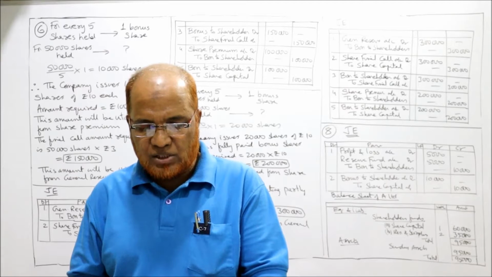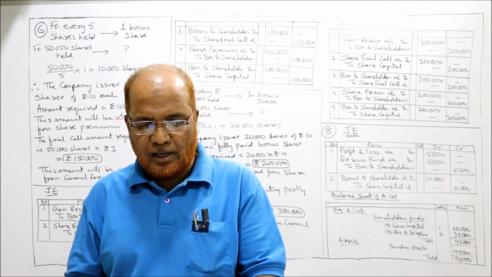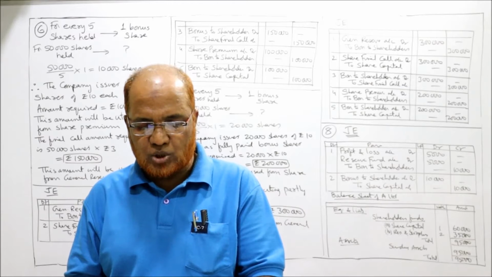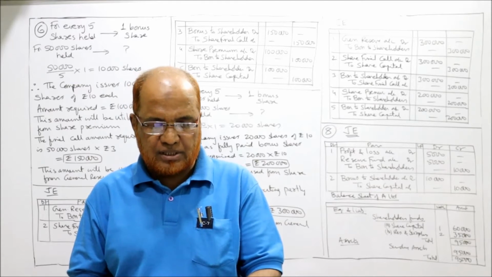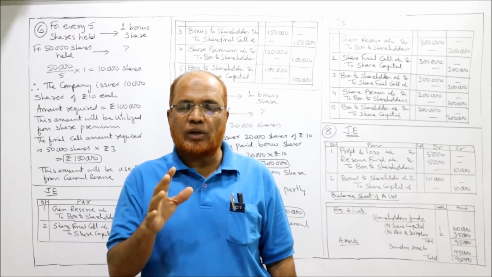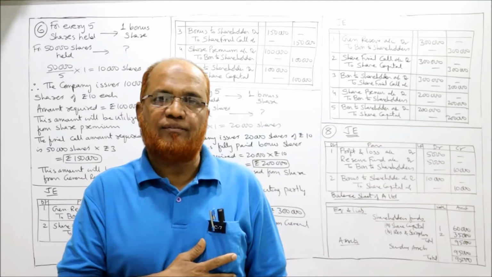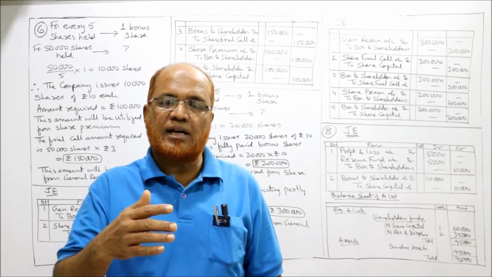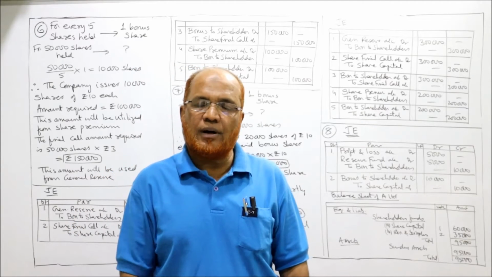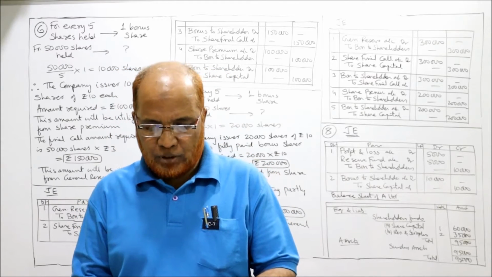Along with this, the company has further decided to utilize the reserves and surplus to issue fully paid up bonus shares in the ratio of 1 equity share for every 5 shares held. For every 5 shares held, 1 bonus share. So totally 50,000 shares we have. So 50,000 divided by 5, you will get 10,000. The company has decided to issue bonus shares, 10,000 bonus shares of rupees 10 each, so 1 lakh rupees we require.